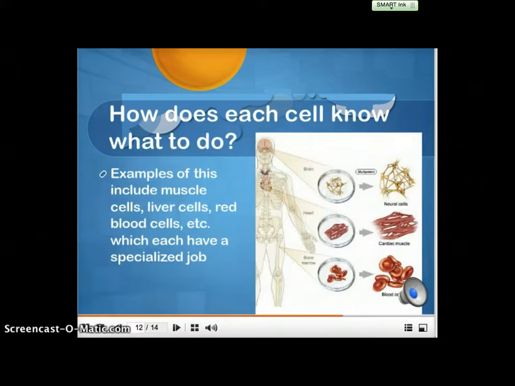Some more examples you can see in the picture on the right include muscle cells, liver cells, red blood cells, etc., which have a specialized job.